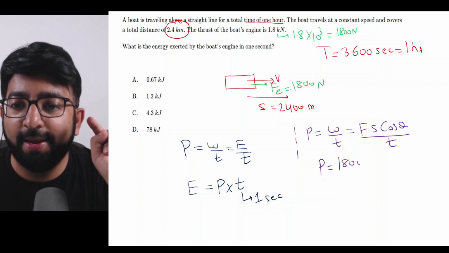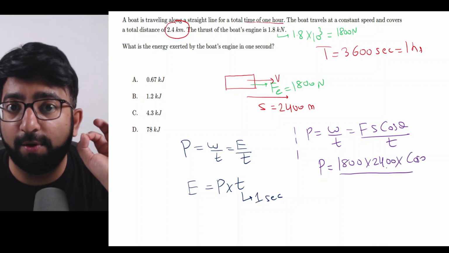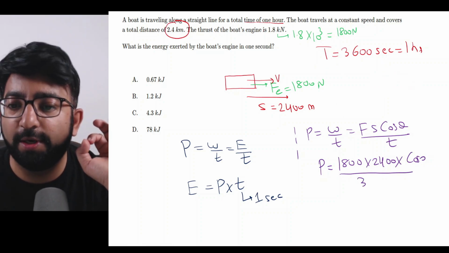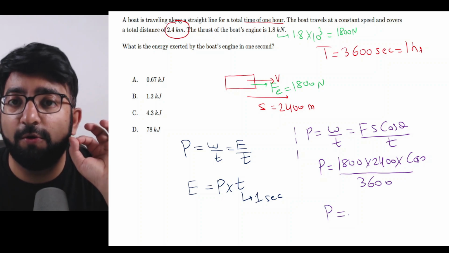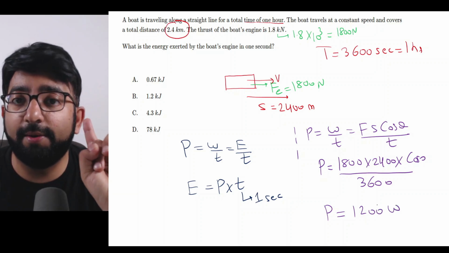Let's write it down. And the displacement is 2400 meters multiplied by cos 0. And the total time of travel was 1 hour, which is 3600 seconds. So in the denominator, we will write 3600. If we simplify this expression, we will get the value of power as 1200 watts. So this is the value of power.